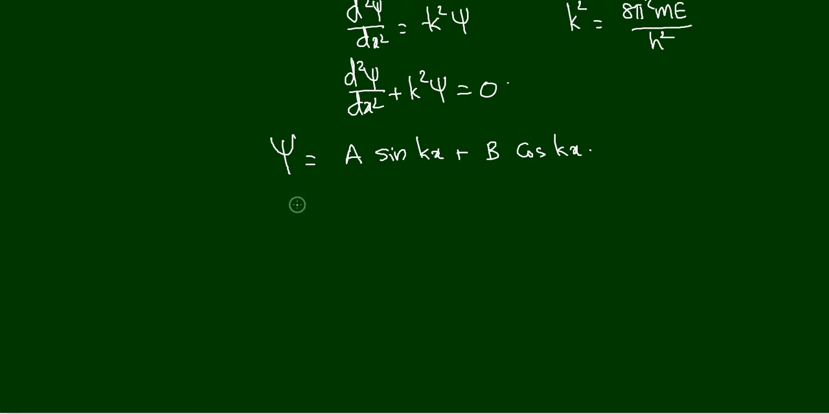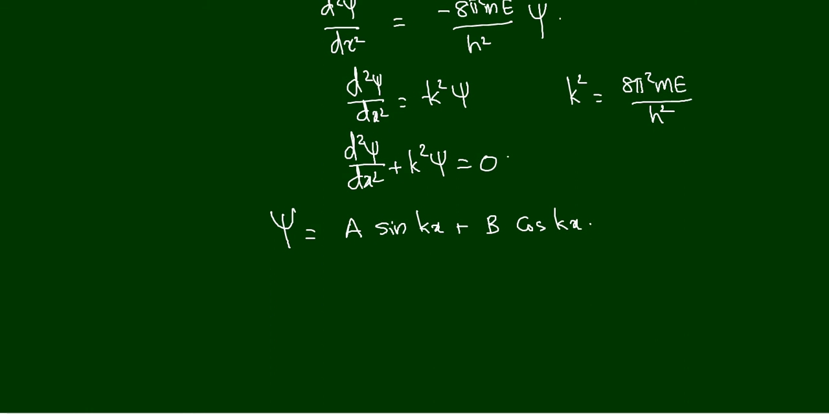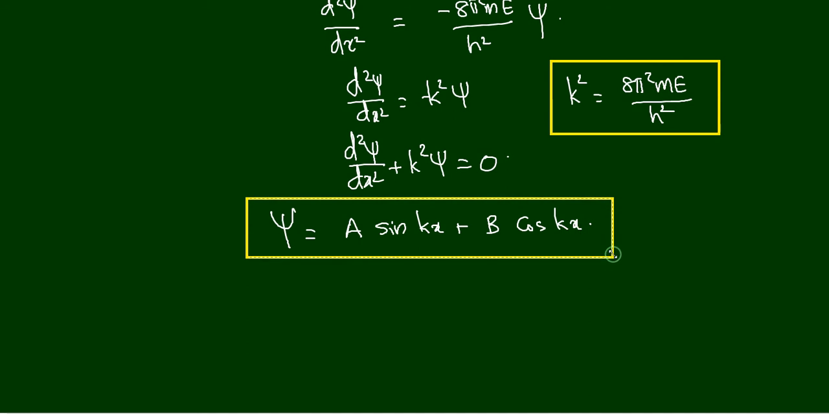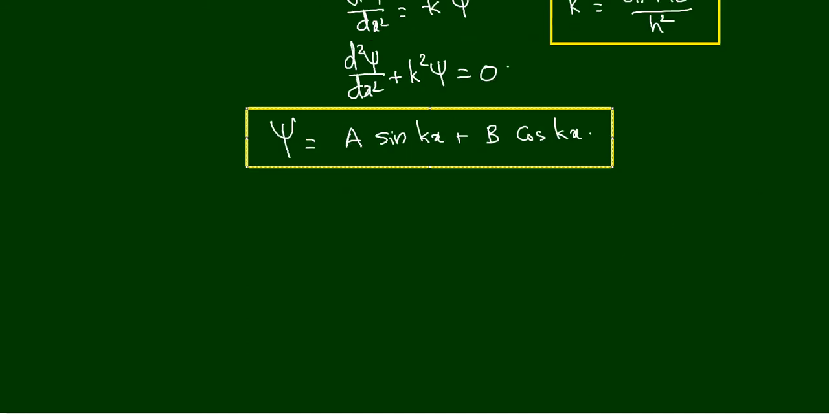Okay, now this equation is very important for us, so let me keep that in a box. So k square is equal to 8 pi square m E by h square. I will use this equation at a later stage. And now we also have psi is equal to a sin kx plus b cos kx. This is also very important. Okay, so let us go further.